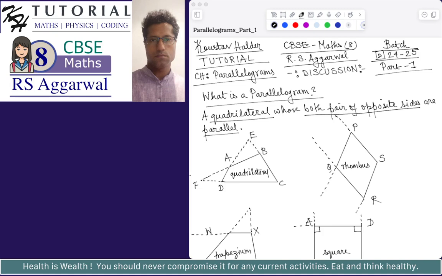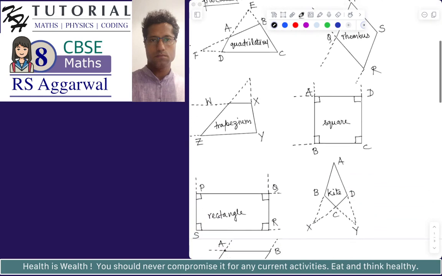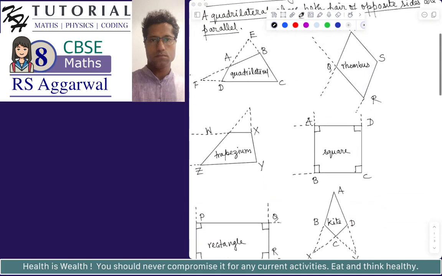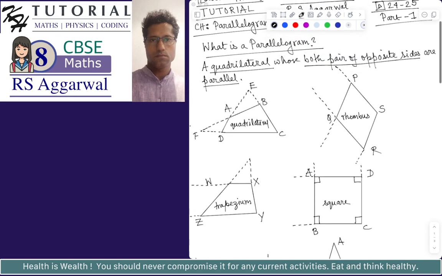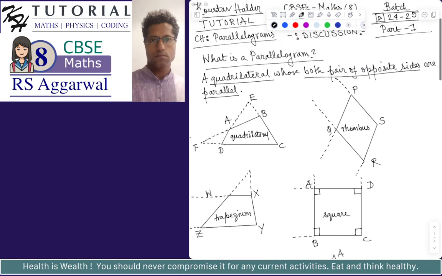We have already covered the concept of pairs of opposite sides and angles in a quadrilateral. Okay, so let's try to understand. I have drawn a few figures. Let's see which of these figures are parallelograms based on the condition that both pairs of opposite sides are parallel. To indicate which opposite sides are parallel and which are not, I have visually indicated that using some dotted lines.